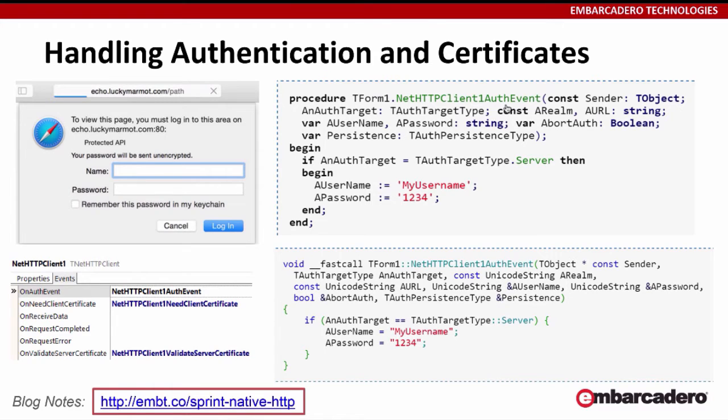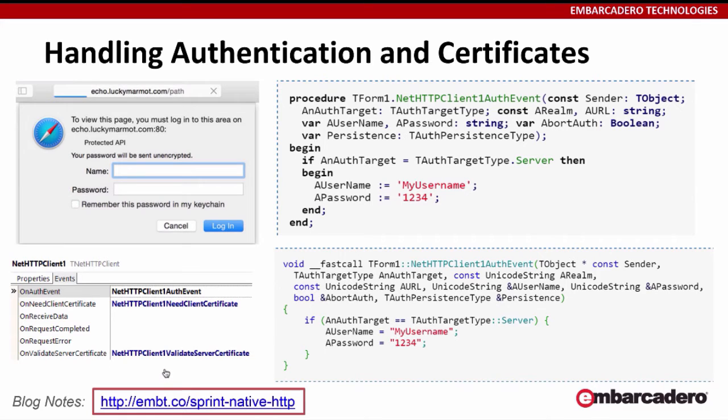And for certificates, the HTTP client component supports secure HTTPS connections. The HTTP framework automatically handles any certificate request that occurs and fires the appropriate event if necessary. So on the TNetHTTPClient component, you have the OnNeedClientCertificate event, and this fires when a server requests a certificate from the client. And you also have the OnValidateServerCertificate event, and this fires if the server provides an invalid certificate.